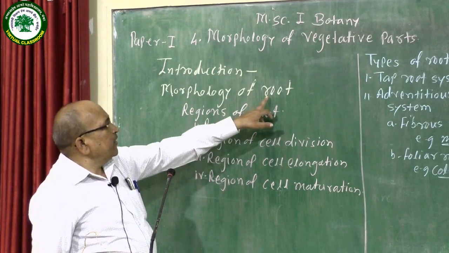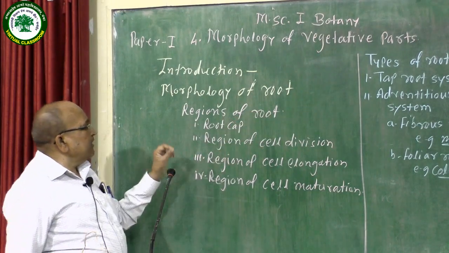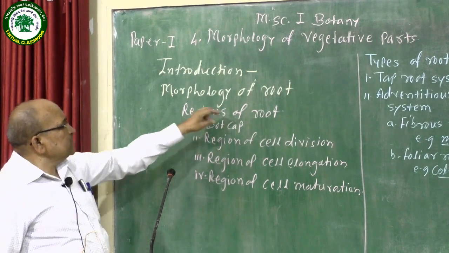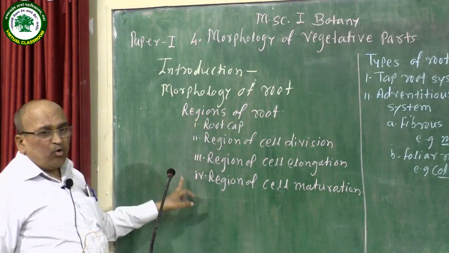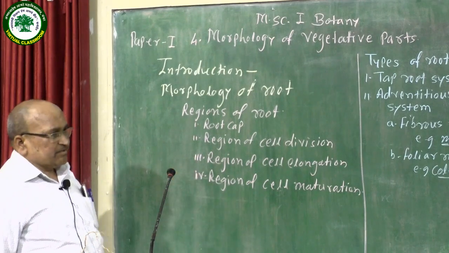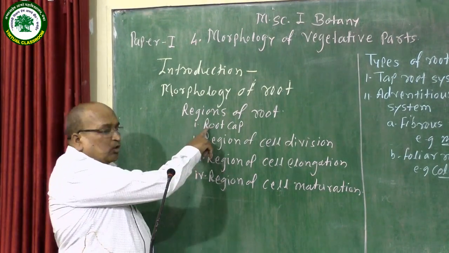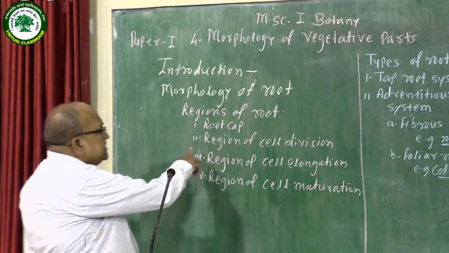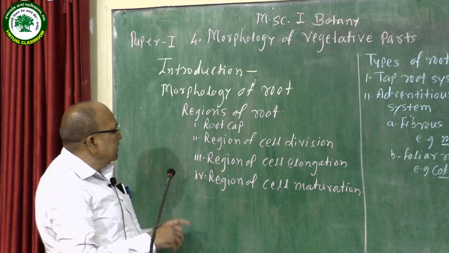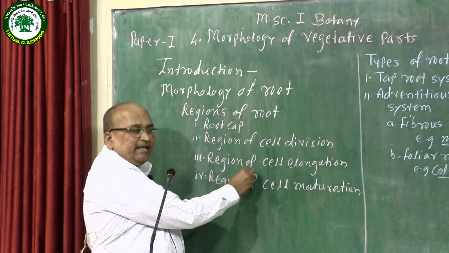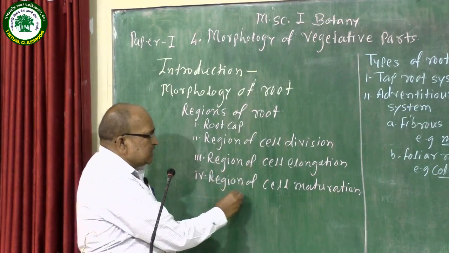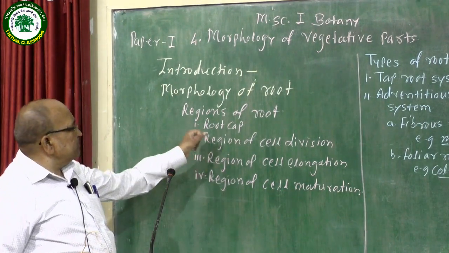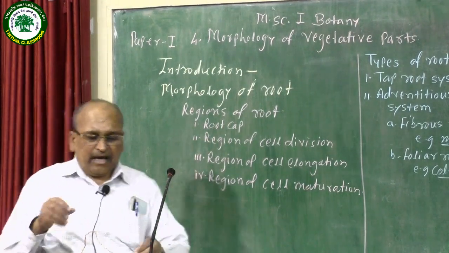When we see the regions of root, this root shows mainly 4 parts or 4 regions. The first one is the root cap, second one is the region of cell division, third one is the region of cell elongation, fourth one is the region of cell maturation.